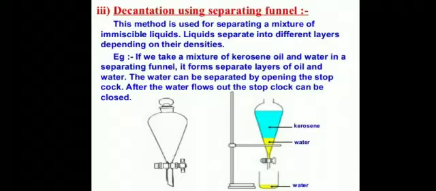So you fill the mixture of kerosene oil and water in a separating funnel, and after some time it forms separate layers of oil and water. You can see in the diagram. And when you open this nozzle, then what will happen? The water comes down, and what is left behind in the separating funnel is kerosene oil. So by using this method you can separate two immiscible liquids. Thank you and have a nice day.